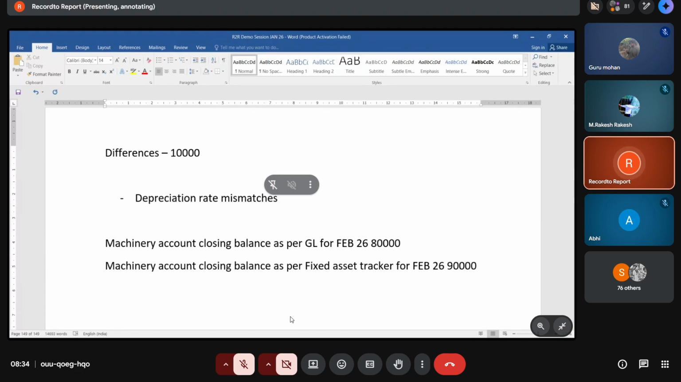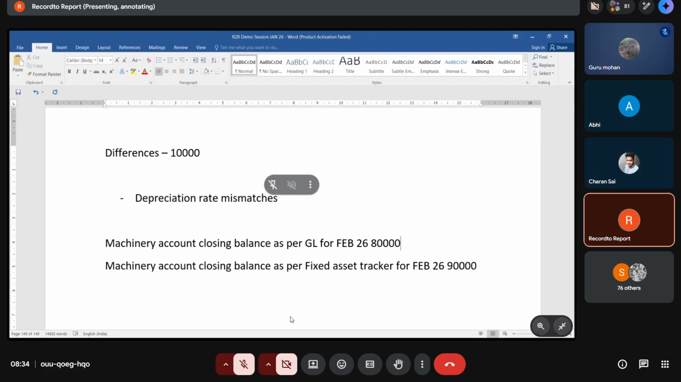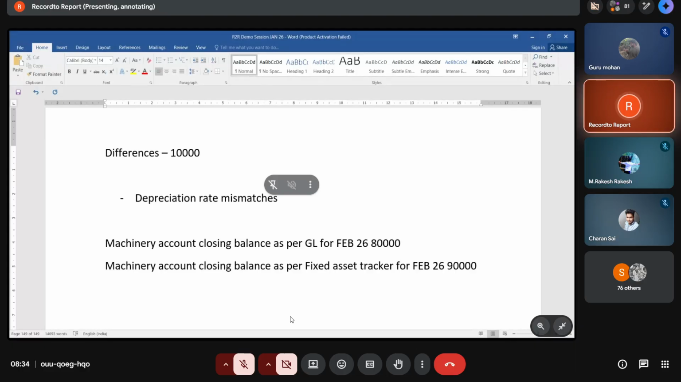Is my general ledger and fixed asset tracker matching, guys? No. Why is it not matching? Because of depreciation rate mismatches. So instead of that, they have taken this. So what is the rectification entry to be posted here?